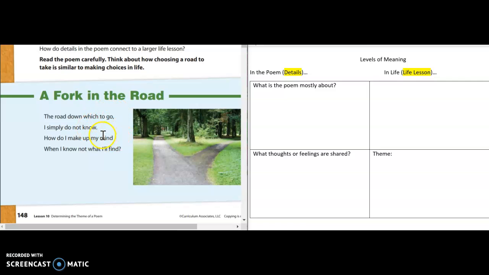Know and go and mind and find. And there's even a little bit of rhythm there. It kind of flows, almost like a song. So now I'm going to read it one more time.